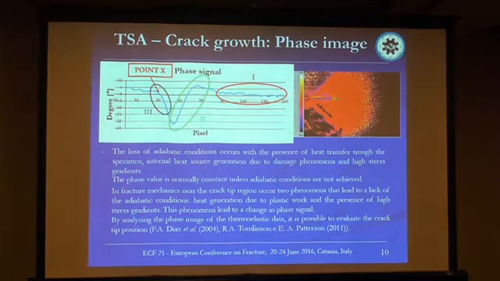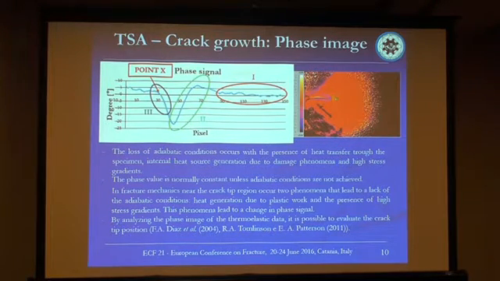With the thermoelastic stress analysis, on the right we can see the classical phase image acquired during a fracture mechanics test. The phase value is normally constant unless the adiabatic conditions are not achieved, like in the first region, so far from the crack tip region.